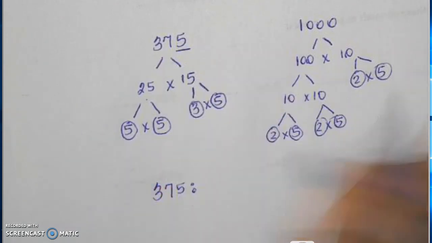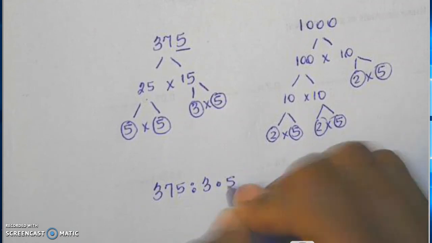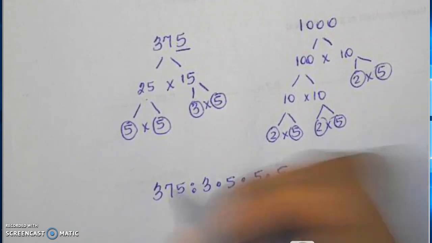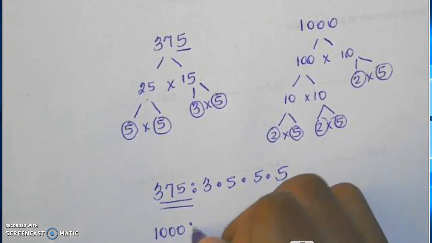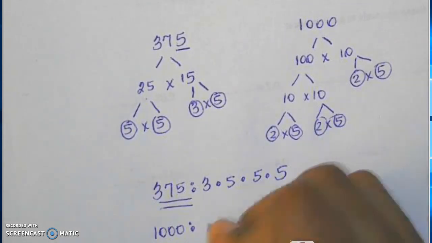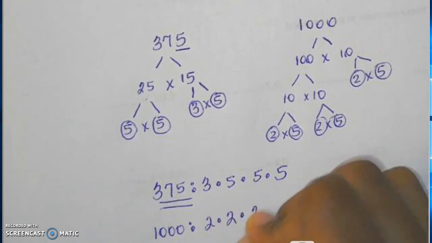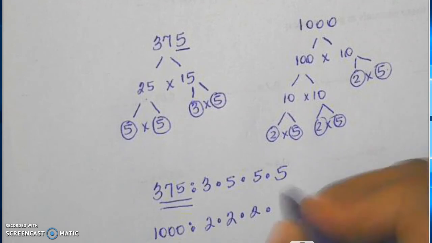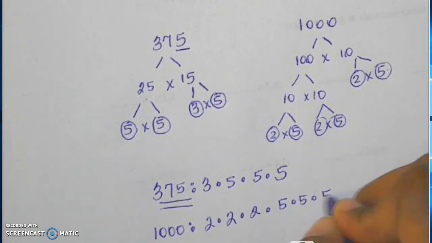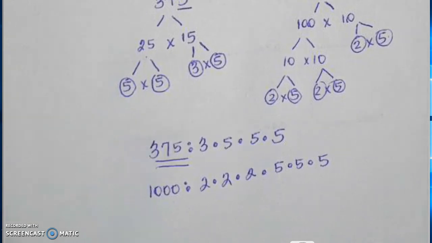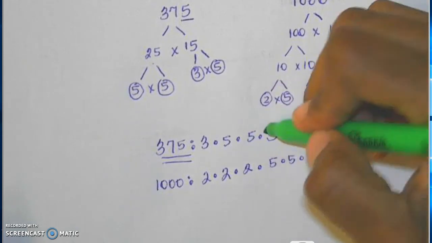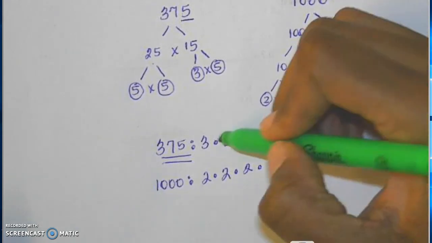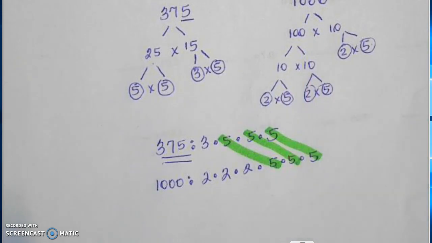For 375, it's going to be 3 times 5 times 5 times 5. Remember, you put them in order from least to greatest, from smallest to largest. For 1,000, I'm going to have 1, 2, 3 2's, 2 times 2 times 2, and then I'm going to have 3 5's, 5 times 5 times 5. Remember, we are looking for couples. What do they share? They have a couple of 5 and another couple of 5 and another couple of 5. I see 3 couples of 5.